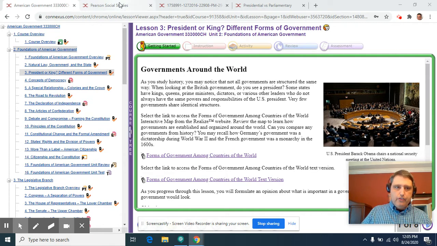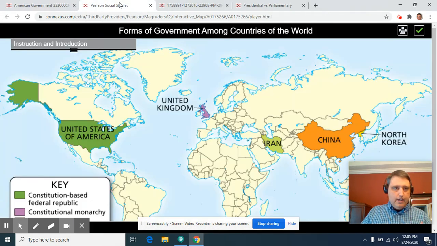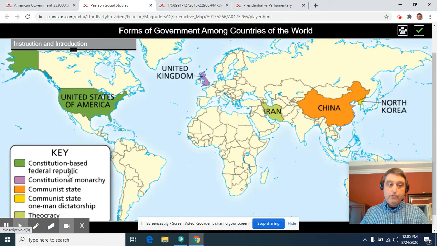The first thing I want to look at is just a map here that shows some different ways that countries have set up their government. So, for example, the United States here we see is a constitution-based federal republic, and I know right now that might be confusing. We're actually going to talk about exactly what that means.